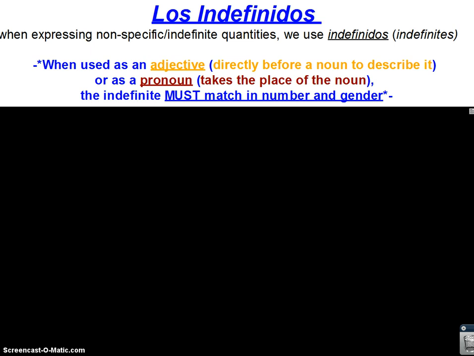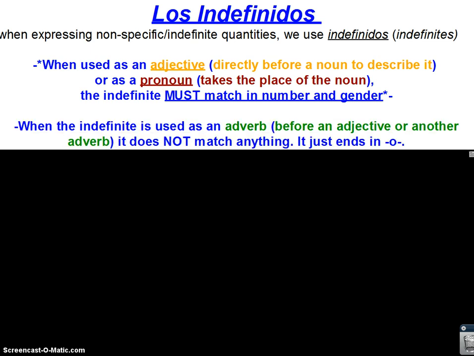So I'm about to teach you some words that refer to indefinite quantities. You don't know them yet, well, except if you've been studying your note cards, but when we use them as an adjective or a pronoun, they have to match in number and gender. We also might use an indefinite as an adverb, which means it goes before an adjective or another adverb. When we use it as an adverb, it doesn't match anything. It just ends in the letter O.